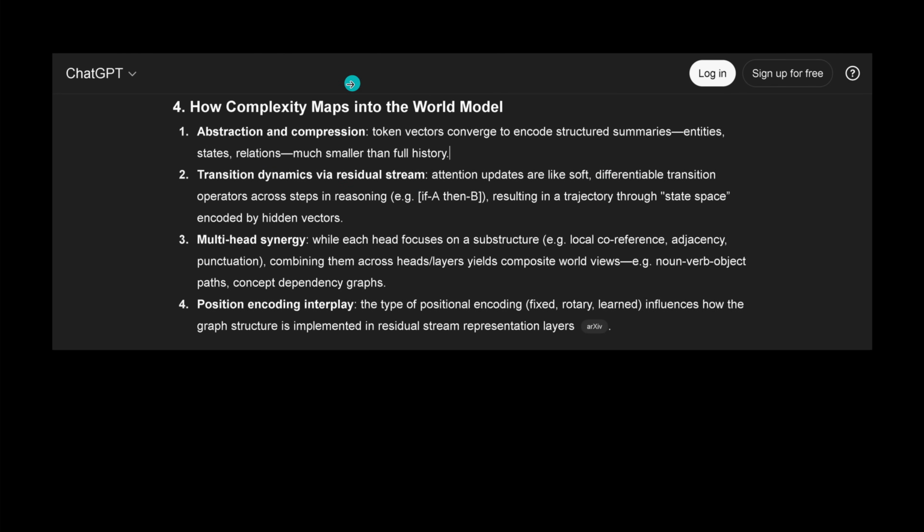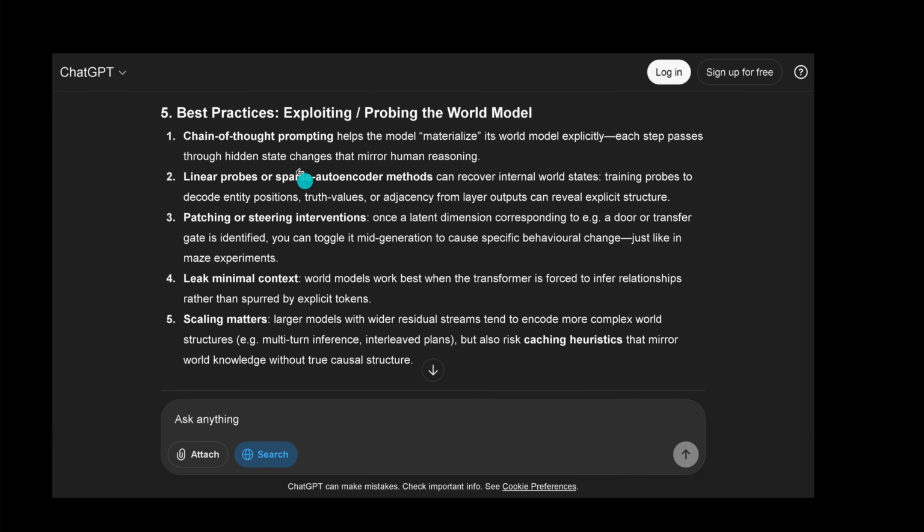ChatGPT tells us how complexity maps into the world model: abstraction, compression, residual streams, multi-head synergy, position encoding, interplay. I guess you are familiar with this. Best practices: chain of thought prompting helps the model materialize its world model explicitly. Each step passes through the hidden layer. It changes here that mirror human reasoning approach, patching and steering intervention. Scaling matters, and you have the risk of catching heuristics that mirror the world knowledge without a true causal structure. So we just have a mimicking here, but not a real causal understanding.